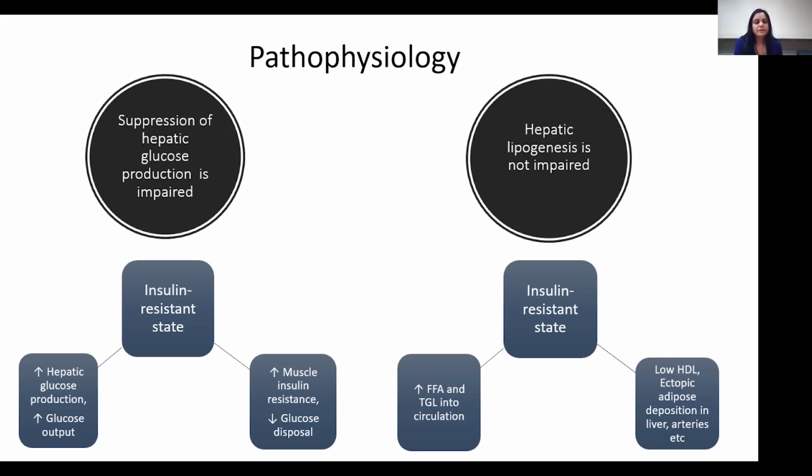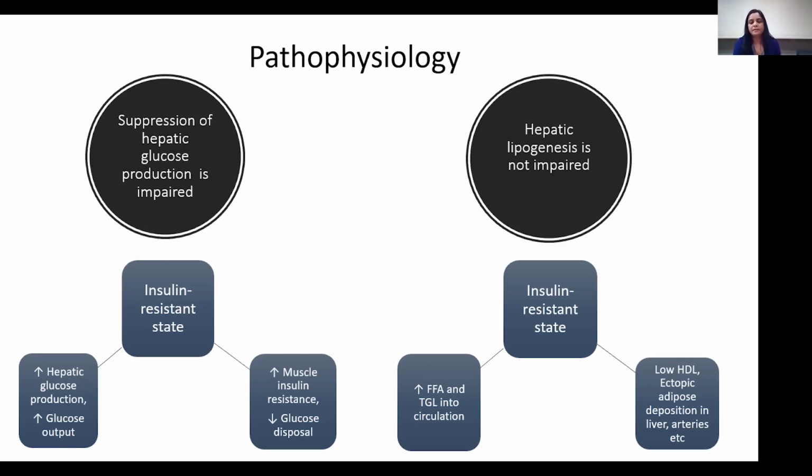bad things. Coming to the glucose side, in the insulin resistant state, there is increased hepatic glucose production, increased glucose output. So there is a lot of glucose in the blood, but there is increased muscle insulin resistance. So muscles can't use the insulin. Glucose is just sitting there in the blood, with decreased glucose disposal.